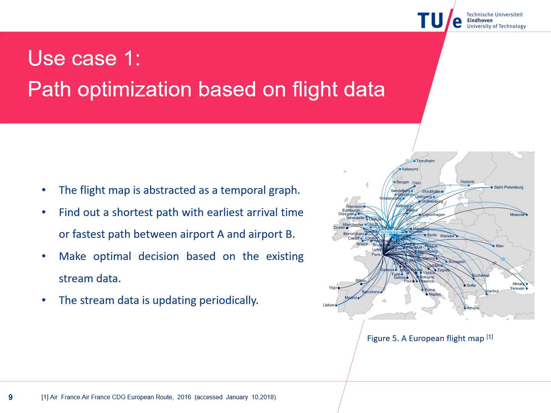We can define the use case in this way. The flight map is abstracted as a temporal graph. Find out the shortest path with earliest arrival time or fastest path between airport A and airport B. Make optimal decisions based on the existing stream data. The stream data is updating periodically.